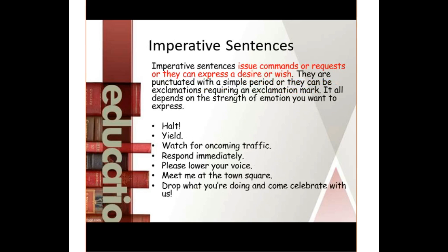Imperative sentences issue commands or requests, or they can express a desire or wish. They are punctuated with a simple period, or they can be exclamations requiring an exclamation mark. It all depends on the strength of emotion you want to express. For example: Halt. Yield. Watch for oncoming traffic. Respond immediately. Please lower your voice. Meet me at the town square. Drop what you're doing and come celebrate with us.